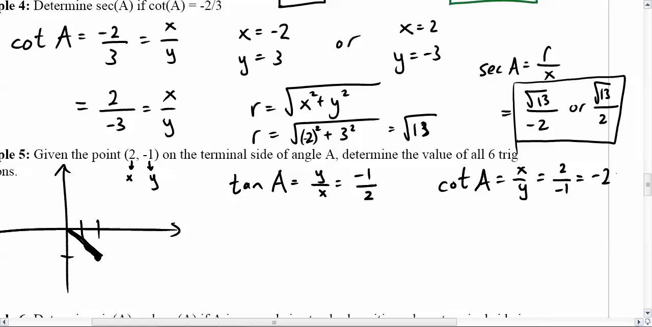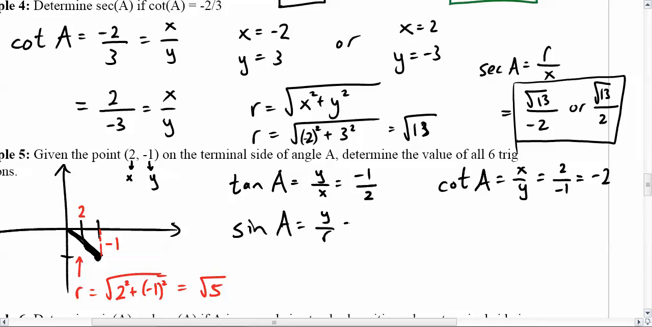Now, to find sine and cosine, I need to do a calculation. So I can draw this triangle on a coordinate grid. X is 2, y is negative 1. So the r value is just going to be the square root of 2 squared plus 1 squared. And it has to be positive. So sine is y over r, aka negative 1 over root 5.